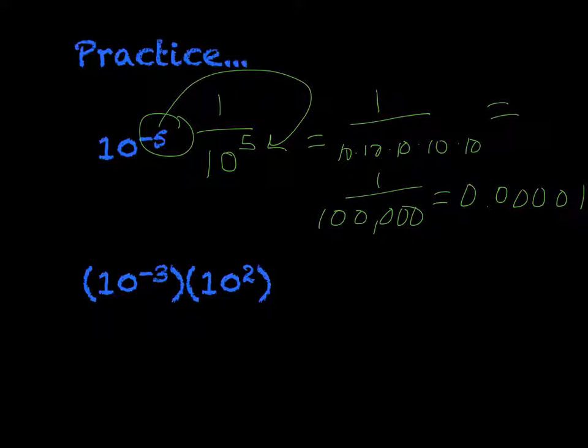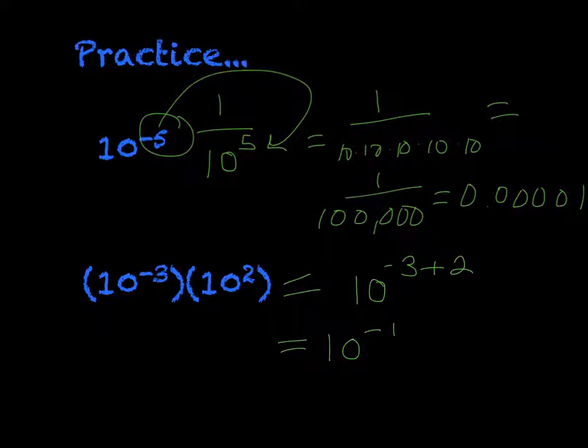Now the next problem is 10 to the negative 3 multiplied by 10 to the second. So we're going to multiply these just like we would any other two numbers. We check to see that both numbers have the same base. Both numbers have a base 10. So then we know that we can multiply by adding the exponents. When we multiply by adding the exponents, we don't change the base. So we get 10 to the negative 3 plus 2, which is just equal to 10 to the negative 1.